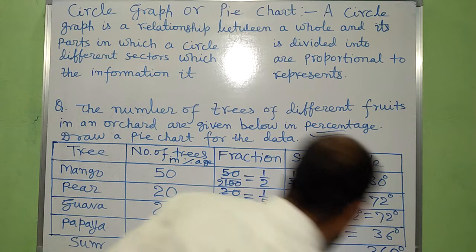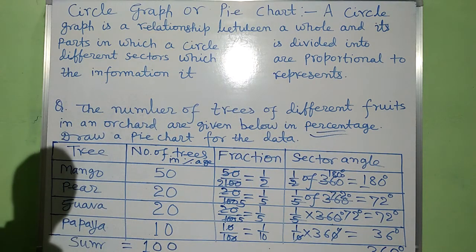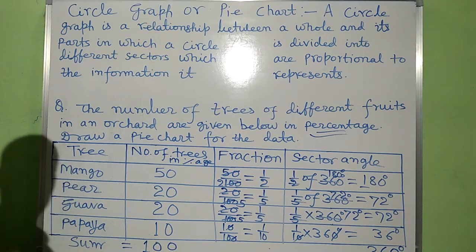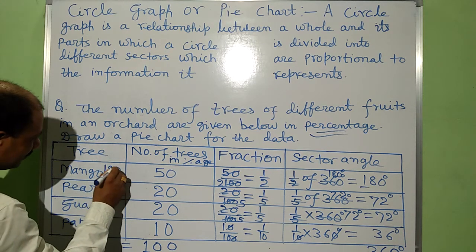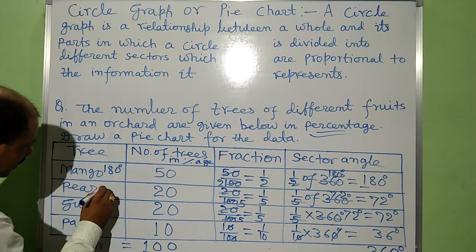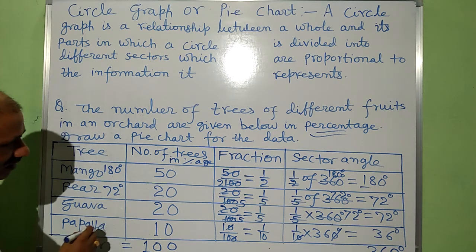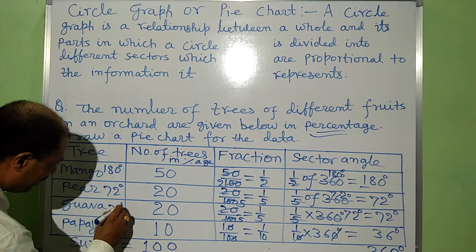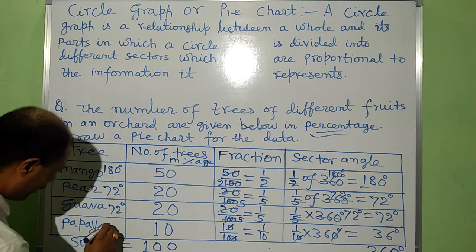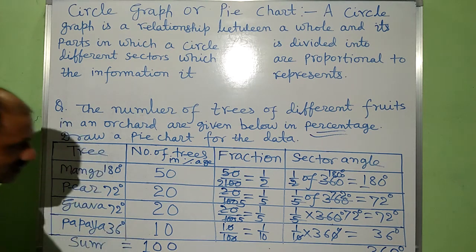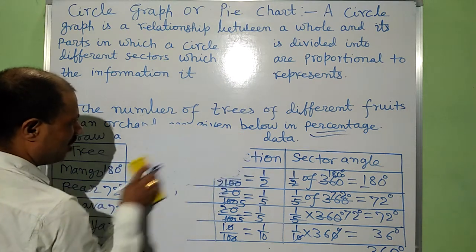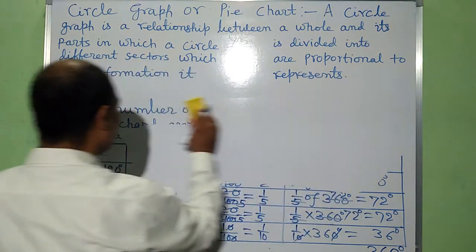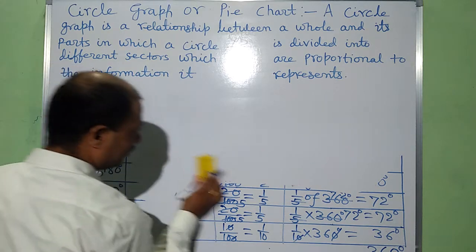Now we have to draw the circle graph or pie chart. For mango trees, the sector angle is 180 degrees. For pear trees, 72 degrees. For guava trees, again 72 degrees. And for papaya trees, 36 degrees. With the help of these angles, we can draw a circle graph or a pie chart.